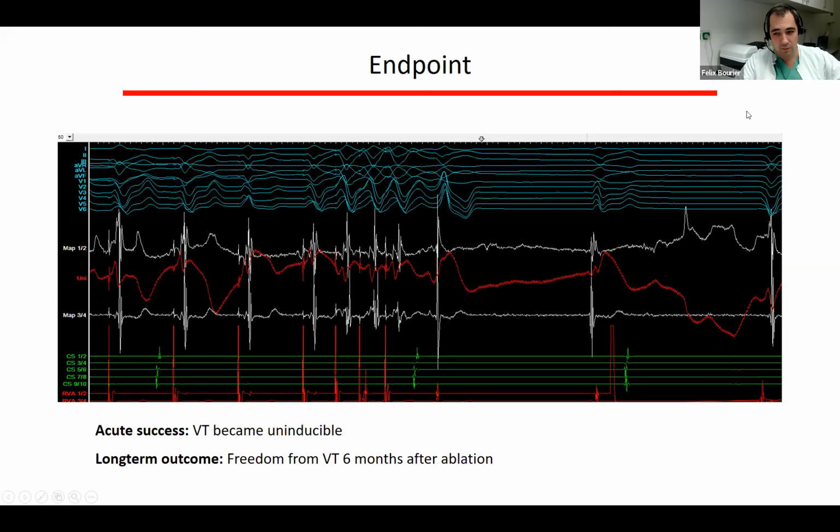We targeted most of the ablation at the area with the best pace map and in the area around, and in the area of the isthmuses assumed based on the inHEART model. I applied 50 watts in this area in order to produce transmural lesions. And VT was not inducible anymore at the end of the procedure. And now, last month, the patient was free from VT recurrence at least 6 months after the ablation.